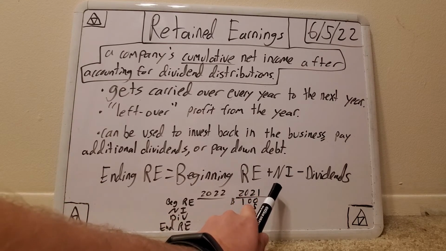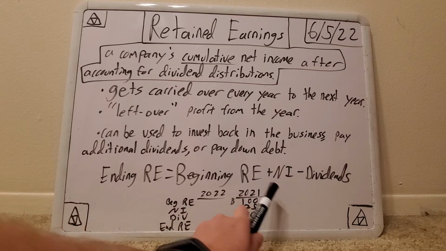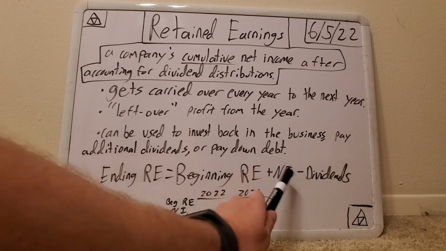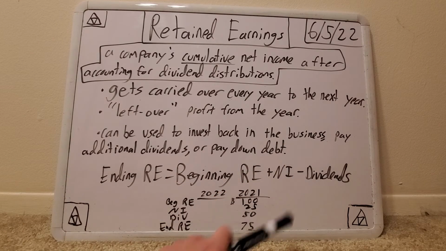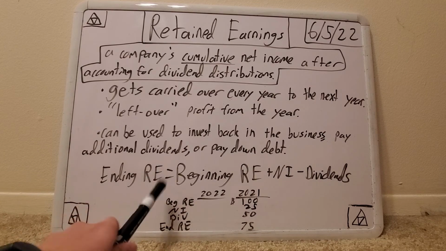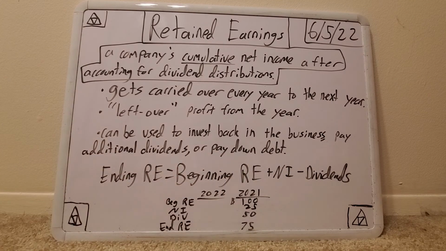So if a company did have a net loss for a period, then the beginning retained earnings would just subtract their net loss, as well as subtracting their dividends if they were to distribute dividends. So it is possible for a company's retained earnings to be negative if their net income is negative. So in that case, it would be a net loss.